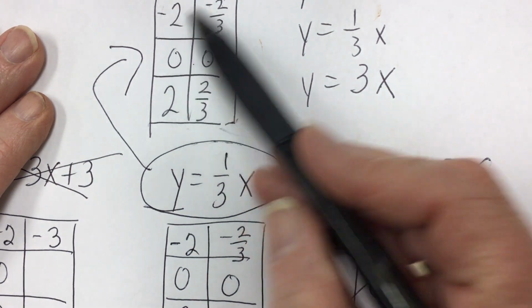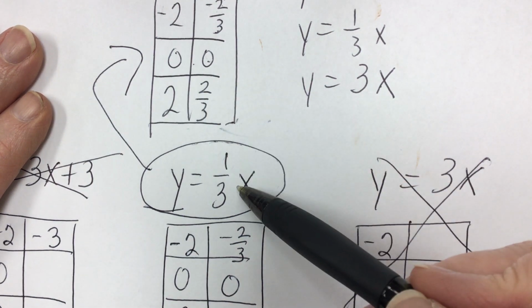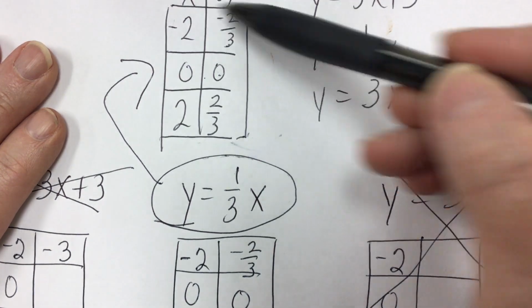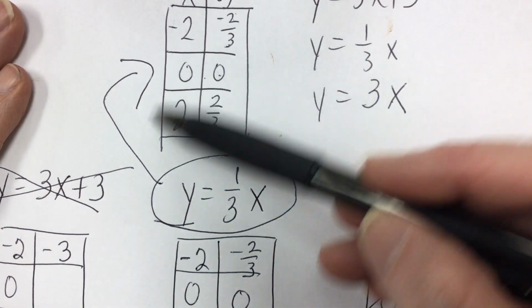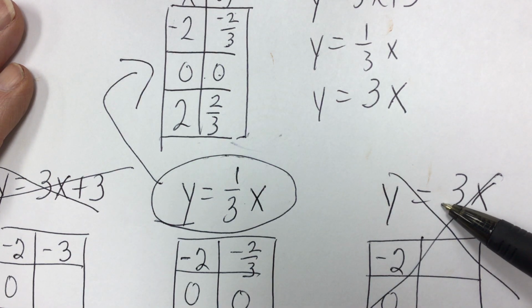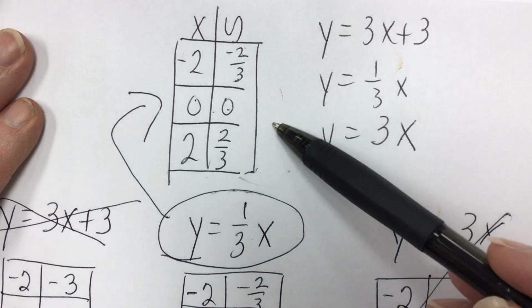Now, I could have graphed these and determined that this was the equation, but what they wanted me to do was take the table of values and see which one of these three equations had the same table of values as the original one.